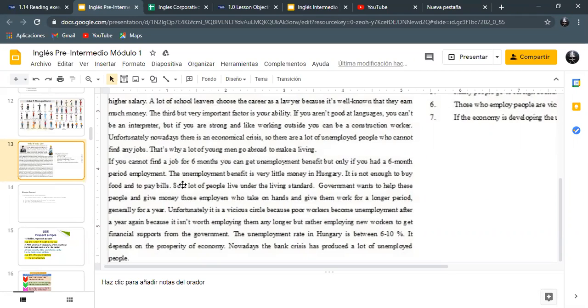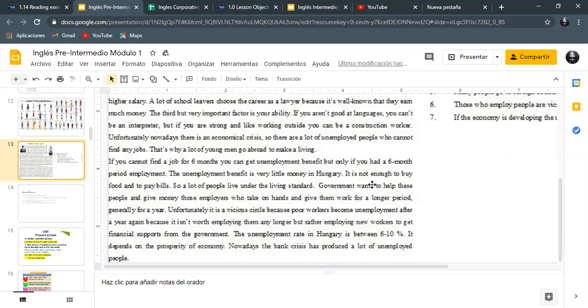Ok. So, then he says, the unemployment benefit is very little money. What is very little money? Poco. Muy poco dinero. Dinero. Poco dinero. In Hungary, what is Hungary? Do you remember? Hambre. Hungría. Yeah, eso lo vimos allá en los countries and nationalities.